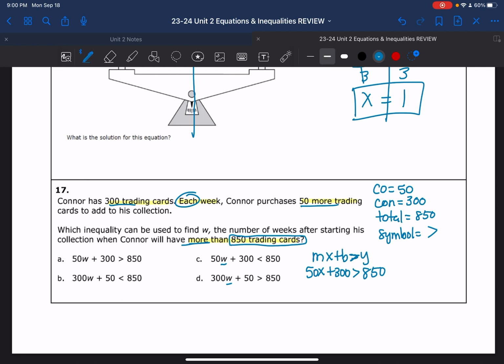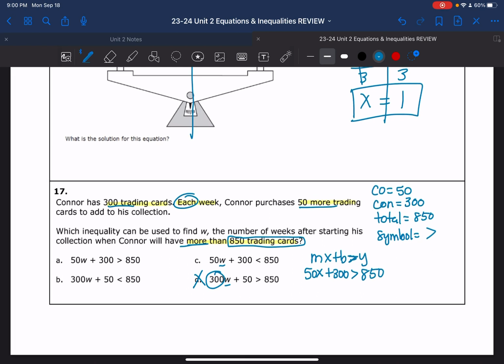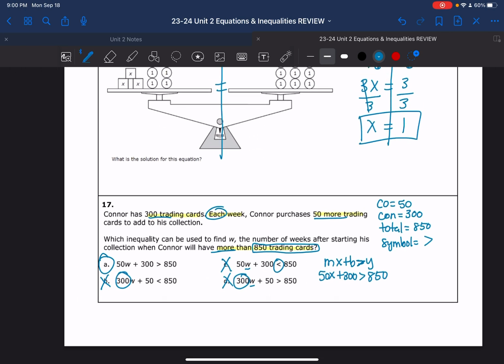Okay, which one matches yours? Well, I know that this one doesn't because it has 300 next to the variable. And this one doesn't for the same reason. Okay, now let's look at the signs. Well, we want it opened towards the left. This one is open towards the right, so this is not correct. It's A. Pause if you need to.